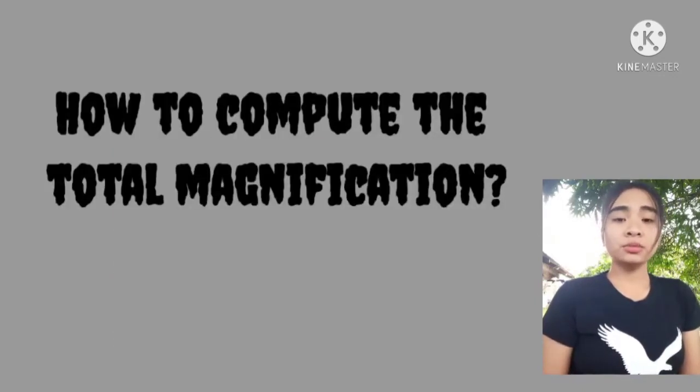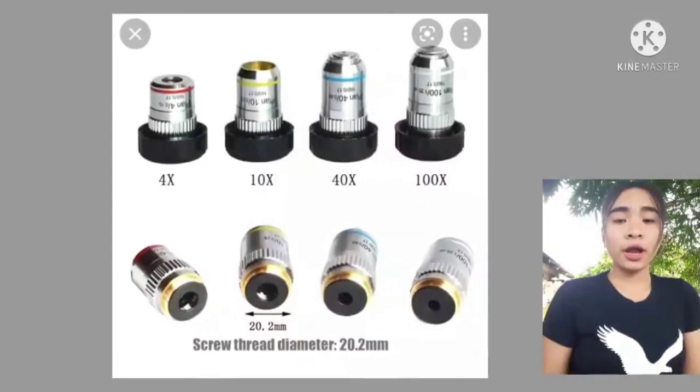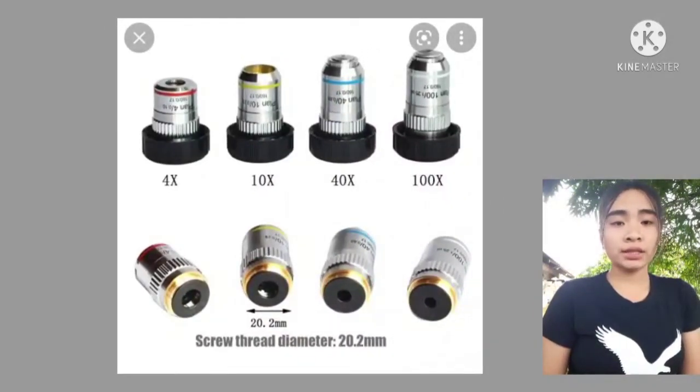In a compound microscope, the magnification is determined by the magnification of the objective as well as the magnification of the eyepiece, which is 10 times. To know the magnification of the objective, you simply observe the power indicated on it. For example, 4x, 10x, 20x, and 40x objectives.